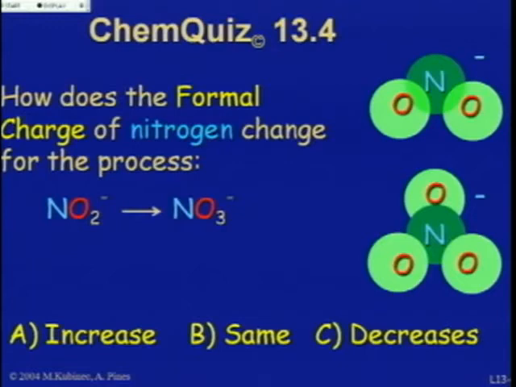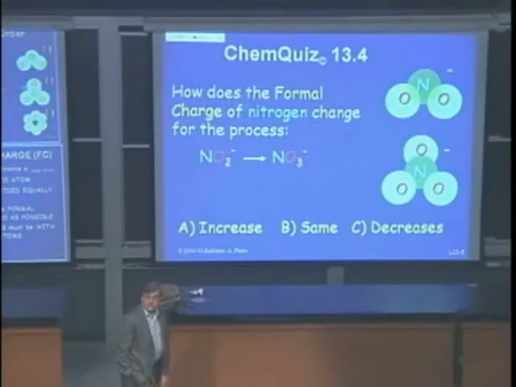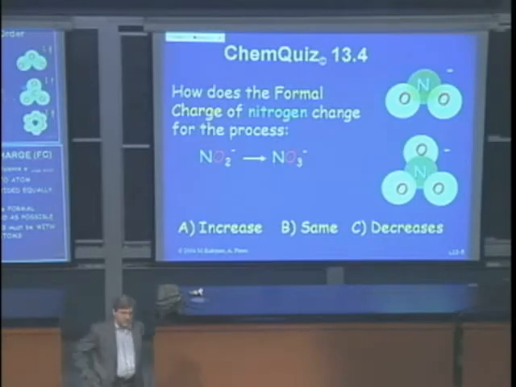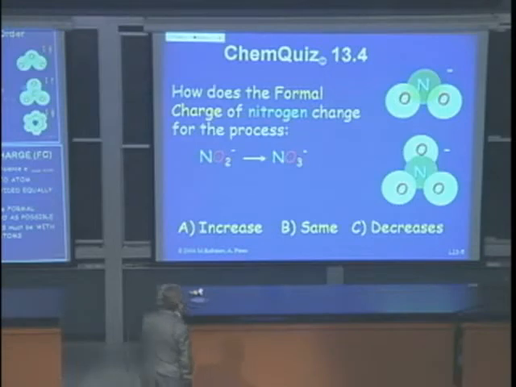How many electrons does NO2 minus have? Valence electrons. We always talk about the valence electrons. 18. That's an 18 electron system. Okay? All right. Now, how many does NO3 minus have? 24. That's like carbonate. It's a 24 electron system. All right. So now you can draw the structures and figure out what the formal charge on the nitrogen is in NO2 minus and what the formal charge on the nitrogen is in NO3 minus.